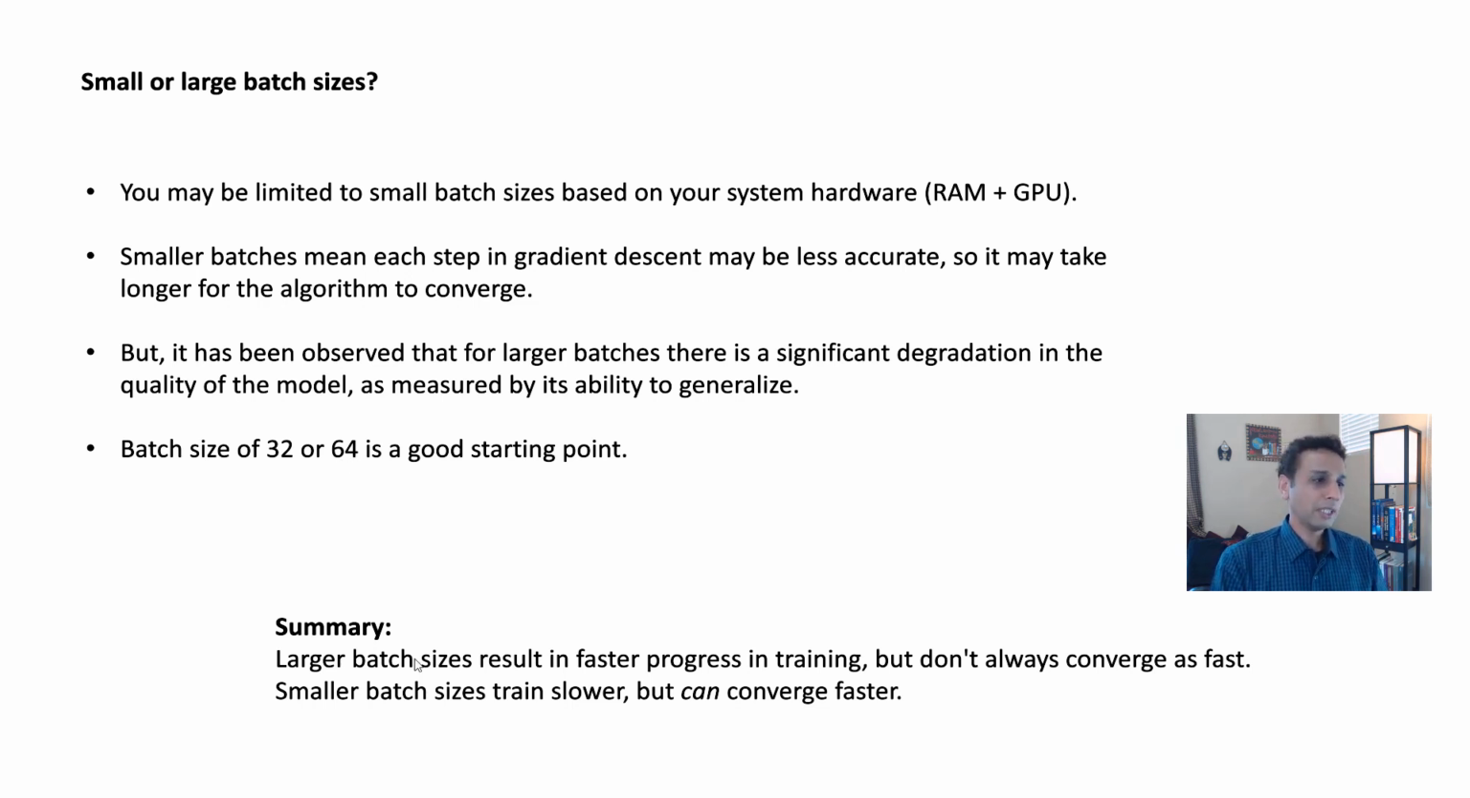So the summary of this whole thing is larger batch sizes result in faster progress in training, but don't always converge as fast. Okay, now smaller batch sizes train slow, but converge faster. So to me, smaller batch size seems to be fine.